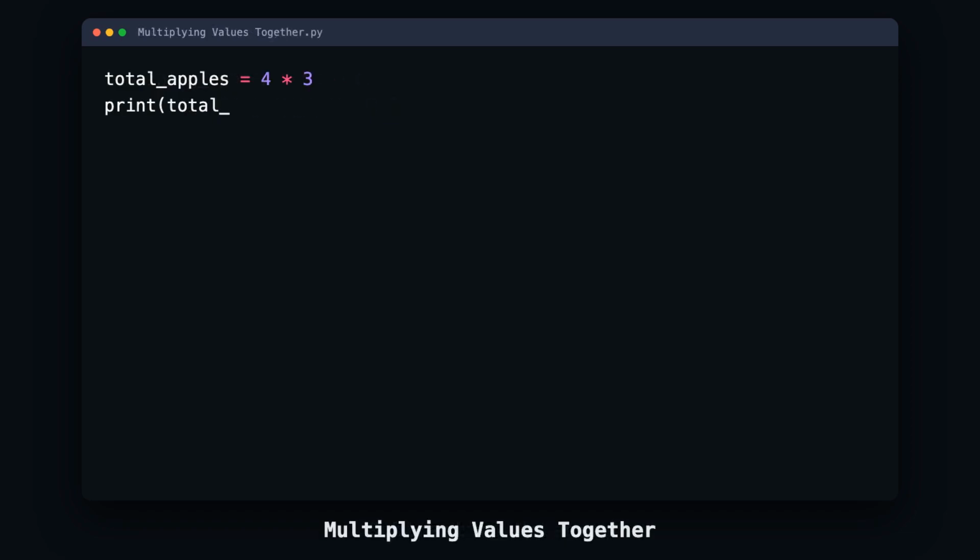Multiplication in Python uses the asterisk symbol instead of an X. Here, we calculate the total by multiplying 4 apples by 3 baskets. The print statement displays the final product on the screen. A frequent error is using a lowercase x for multiplication, which Python will confuse for a variable name and cause a crash. Always remember to use the asterisk to keep your math calculations running smoothly.